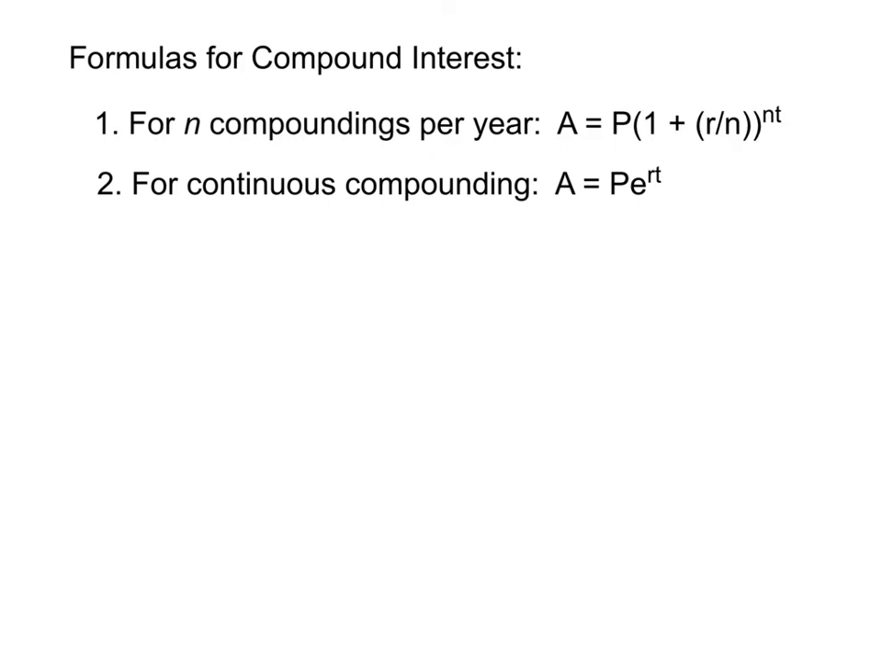For continuous compounding, which is what most financial institutions do currently, your formula simplifies and it becomes A is equal to P e to the rt. The only difference between this formula and the other formula is the fact that we have e in there, and e is simply the constant 2.718.